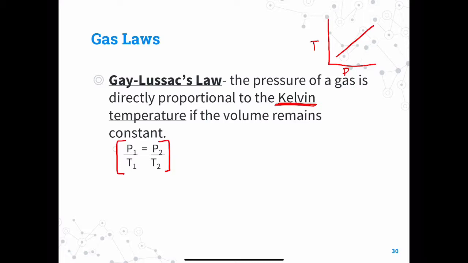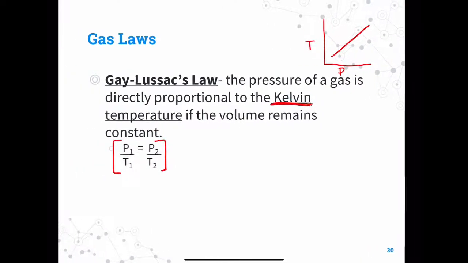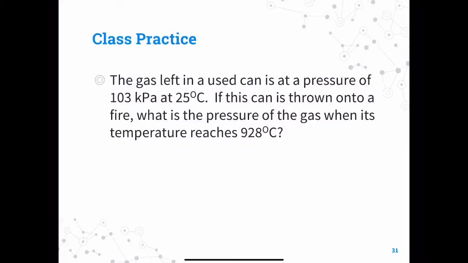Let's do a practice together with Gay-Lussac's law, and then I'll turn you loose to try a couple on your own. The gas left in a used can is at a pressure of 103 kPa, so I'm going to call that my P1, at 25 degrees Celsius. That's going to be my T1. If this can is thrown onto a fire, what is the pressure of the gas when the temperature, T2, reaches 928 degrees Celsius?